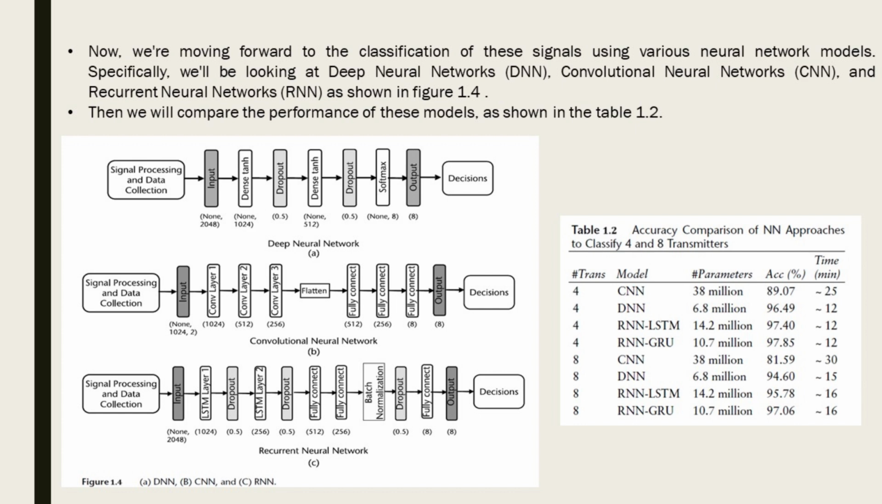In conclusion, each neural network architecture has its strengths and weaknesses when it comes to classifying RF transmitters. The DNN offers a balance between accuracy and efficiency. The CNN excels in tasks that require processing of spatial data, and the RNN shines in handling sequential data. Your choice of model will depend on the specific needs of your application.